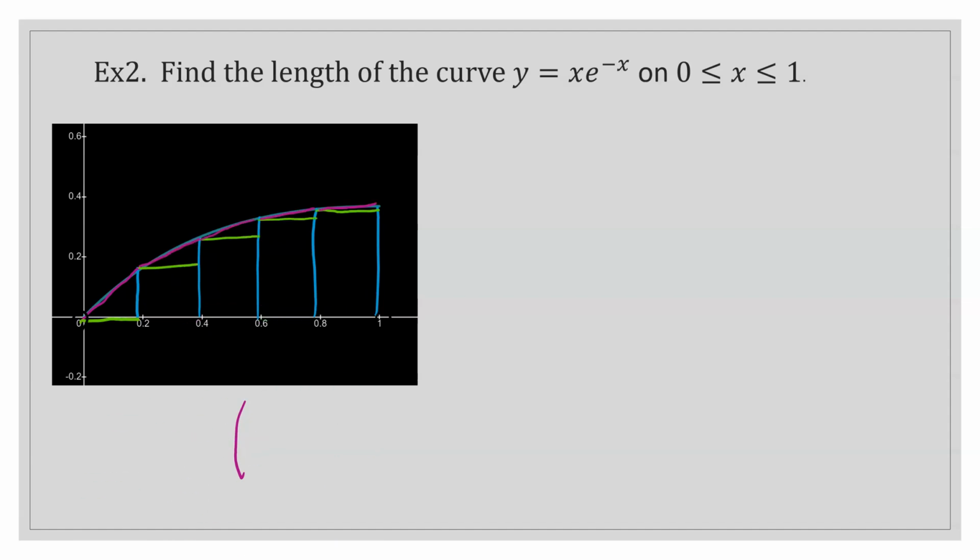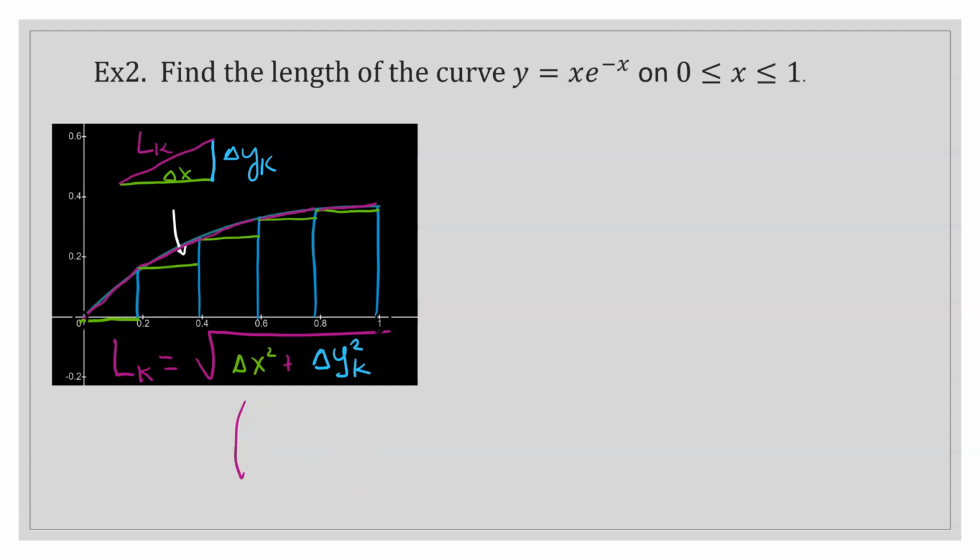Actually, all the little pieces have right triangles there. And within the right triangle, let's look at that particular piece right there. We have that triangle, and delta x and delta y would be the two legs, and the length that we're looking at right there is the hypotenuse. So Pythagoras would say leg squared plus the other leg squared equals the hypotenuse squared. So L sub k would be the square root of delta x squared plus delta y squared.